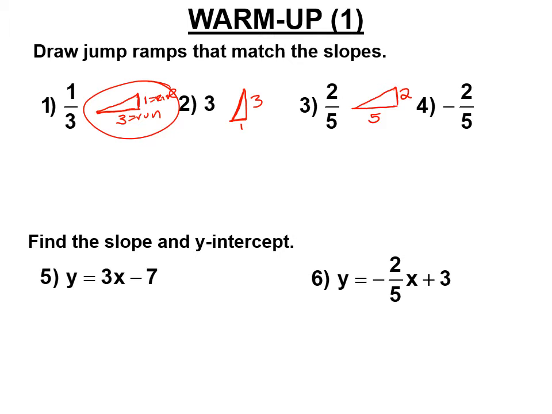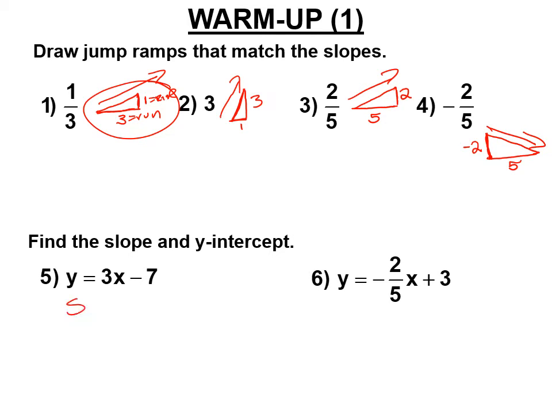Now, what would be the ramp for -2/5? Remember, these were all jump ramps, right? We're going that way. But for this, the run is still 5, but the rise is going to be over on this side because we're going down 2. We're going down 2 and over 5, like that. And try to make yours look as much like right triangles as possible, right? That's for a line going that way.